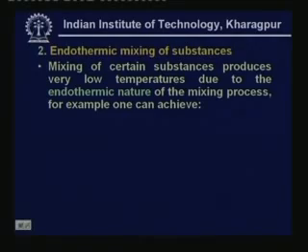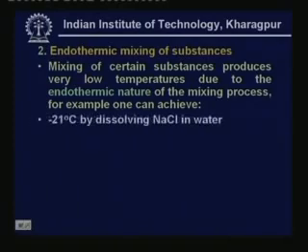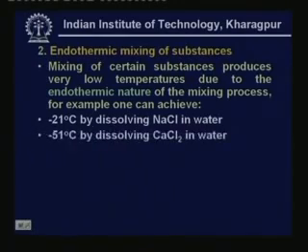So, as I said, mixing of certain substances produces very low temperatures due to the endothermic nature of the mixing process. And if you want very low temperatures, of course we have to use certain specific materials. For example, if you are dissolving sodium chloride salt in water, then you can achieve a temperature as low as -21 degrees centigrade. And if you are dissolving calcium chloride salt in water, then you can get a temperature as low as -51 degrees centigrade. So this is one of the simplest ways of producing very low temperatures.